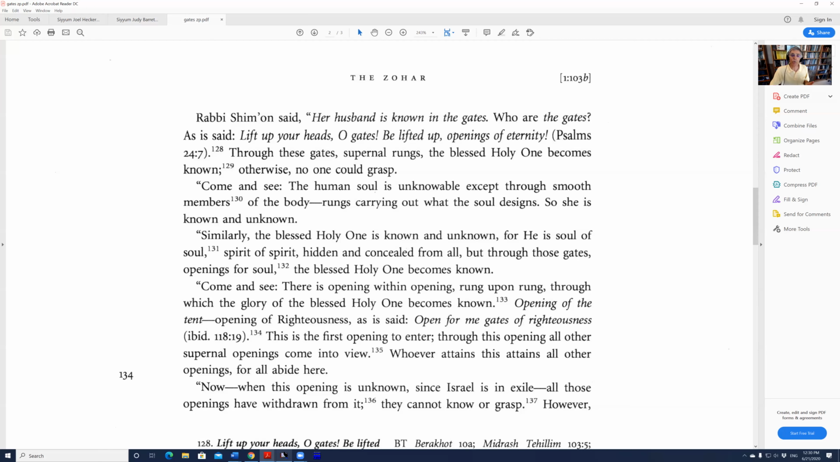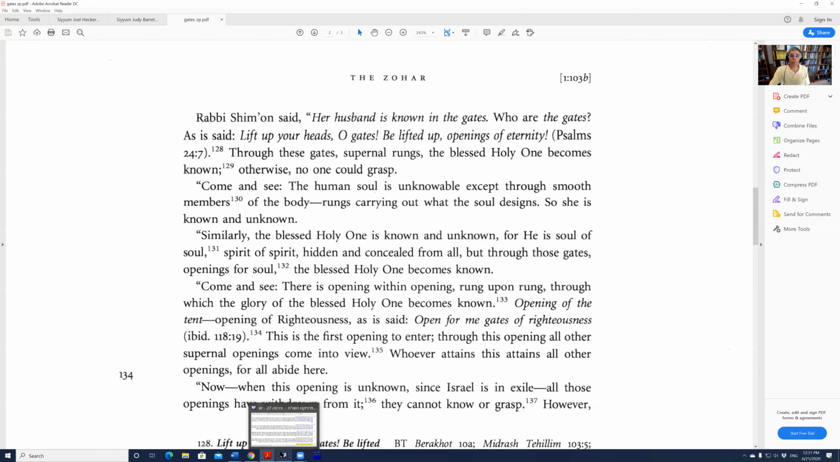So God and the soul can be compared in some way. Both of them are unknowable in their essence. We can't really know the full essence of any human being, as we cannot know the essence of God. But we get a glimpse of the soul through the way a person acts, and we get a glimpse of Ein Sof through the Sefirot, through those gates. They're openings for our soul to discover the divine, and openings for the soul of soul, for Ein Sof, to manifest itself to us.